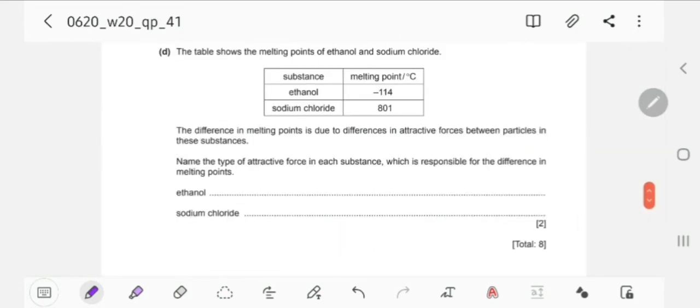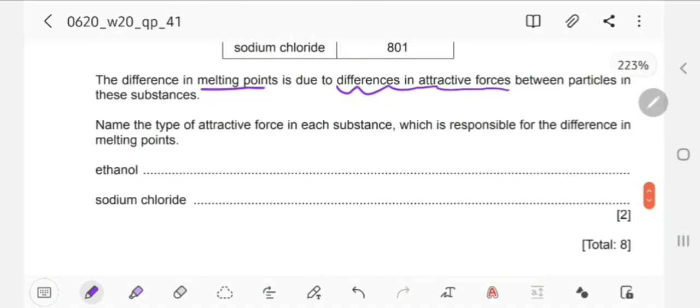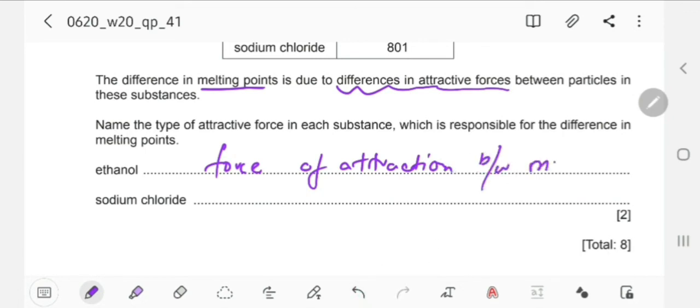Okay, the question states the difference in melting point is due to differences in attractive force between particles. Well, yes. Name the type of attractive force in each substance which is responsible for the difference in melting points. Okay, ethanol. Why is ethanol having a lower melting point? Because of the attractive force. So we have to name the type of attractive force. As we know, ethanol consists of covalent bonds. We will be saying that the force of attraction is between molecules.